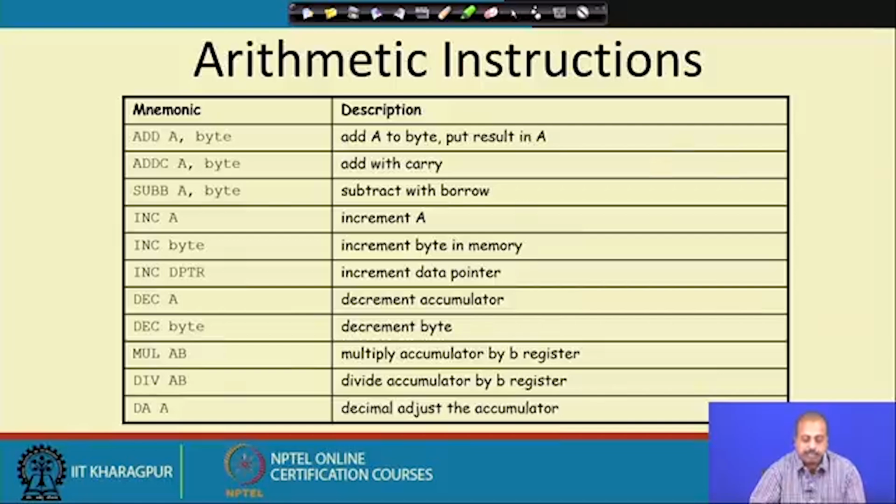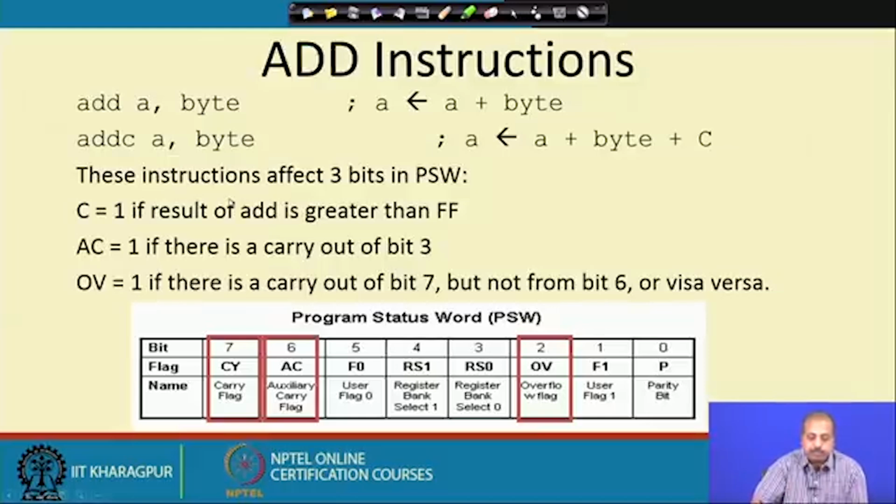So, this way we can have a number of such instructions. We will see some of them like ADD A comma byte, A gets A plus byte, and ADDC A comma byte, A gets A plus byte plus C. These instructions will affect 3 bits of PSW: the carry bit CY, the auxiliary carry bit, and the overflow bit. So, C equal to 1 if the result of add is greater than FF, so the carry is generated, then the carry flag will be set.